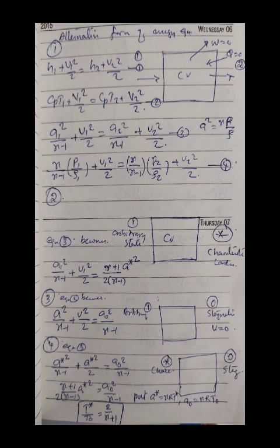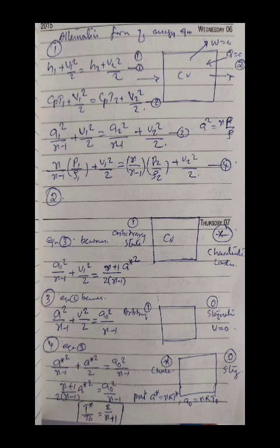Now, there are different forms of energy equations depending on the control volume we take. Here, in the first case, work transfer W and heat transfer Q are equal to 0. Then the equation becomes H1 plus V1 square by 2 is equal to H2 plus V2 square by 2. Then CpT1 plus V1 square by 2 is equal to CpT2 plus V2 square by 2.